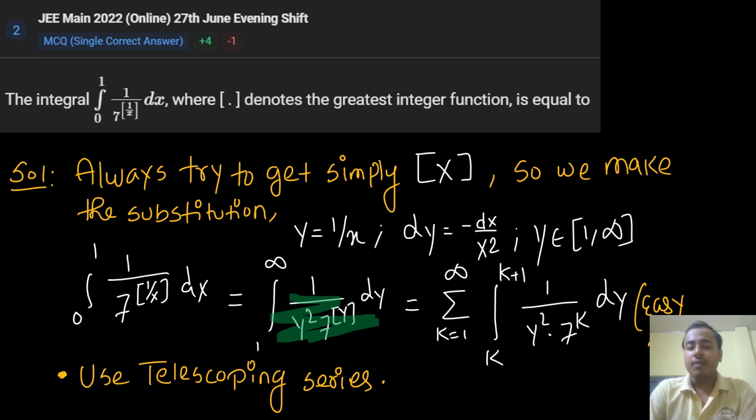Now, whenever you have the limits 1 to infinity, remember that the box function gives you the greatest integer less than the function. So if the interval is 1 to 2, the box of y will become 1. If the interval is 2 to 3, it will become 2, and from k to k plus 1, it should become simply k. So as you can see, I can write this integral from 1 to infinity as an infinite sum of integrals from 1 to 2, 2 to 3, 3 to 4. In terms of summation, I can simply write summation k equals 1 to infinity of the integral from k to k plus 1. This is again easy, and this is a telescoping series.